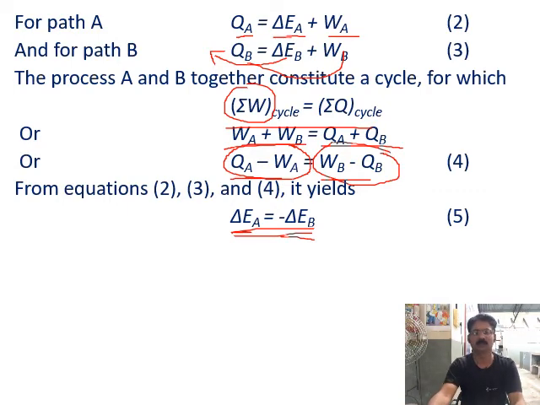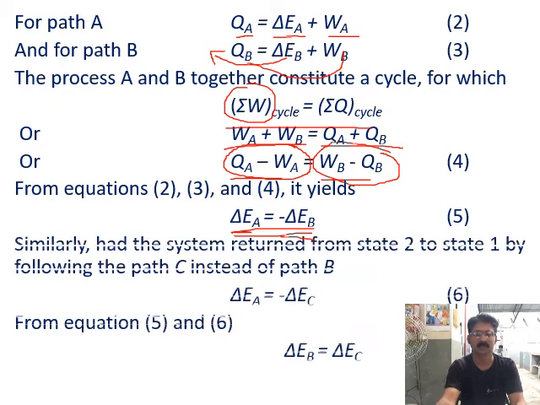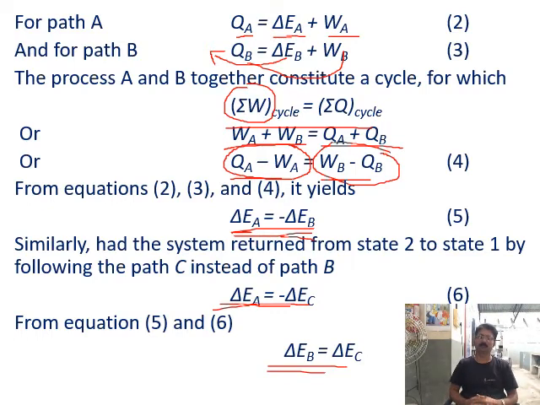Now this we applied for the cyclic process 1A to B1. Now you have to do it for 1A to C1. You have to go back along path C. If you do that, you will get delta EA is equal to minus delta EC. And from equations 5 and 6, you can see that delta E for path B is equal to delta E for path C.